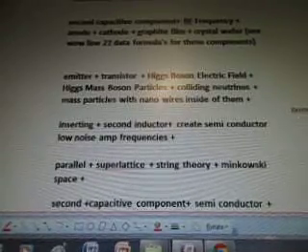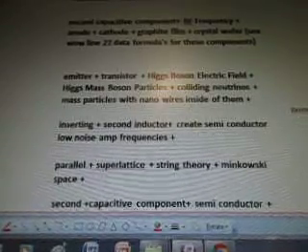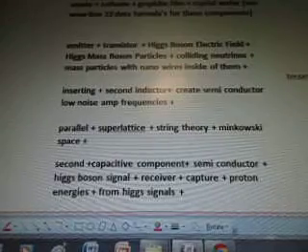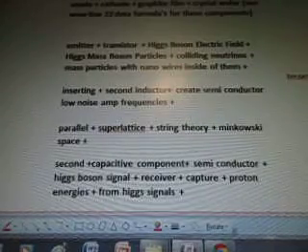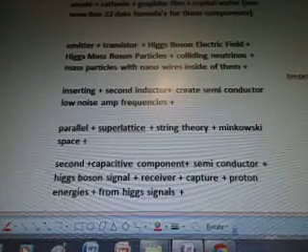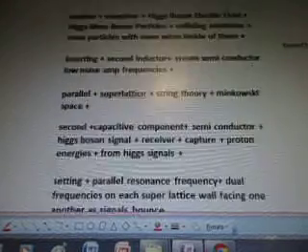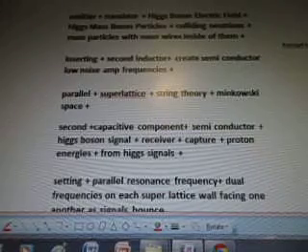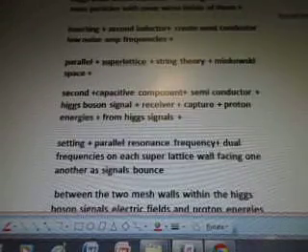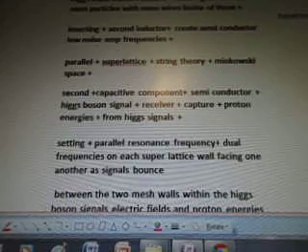Line 22, I've been working on it for a year. It's got lots of stuff in it. Inserting the second inductor creates semiconductor low noise amp frequency. Still got another couple hundred videos to go. Parallel superlattice, string theory, Minkowski space. Second capacitive component, semiconductor, Higgs boson signal, receiver. Capture proton energies from Higgs signals.